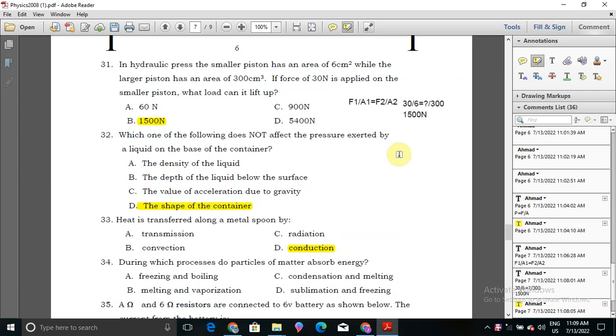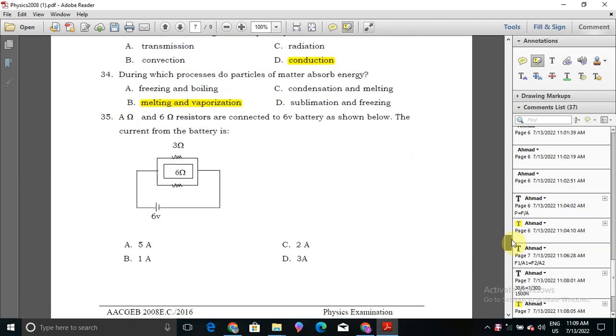Now question number 34 says during which process do particles of matter absorb energy? Of course melting and vaporization, because melting, that's from solid to liquid, and vaporization, that's from gas to solid. That's of course the process in which particles of matter absorb energy. It's melting and vaporization. So that means the correct answer for question number 34 is B. Okay, now question number 35.